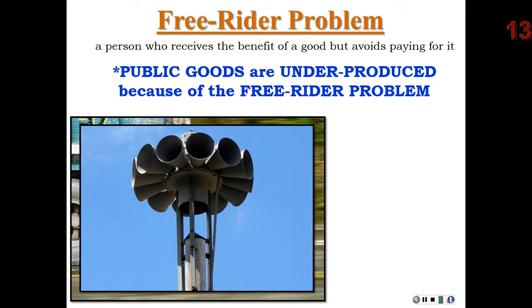So public goods tend to be underproduced because of the free rider problem. And think about what that's very similar to from chapter 10. What else tended to be underproduced without public policy intervention? How about positive externalities, right? Things like flu vaccines, education. These things tended to be underproduced.